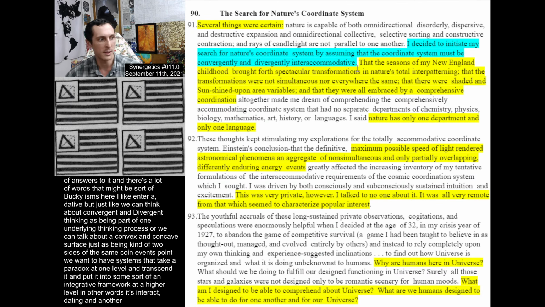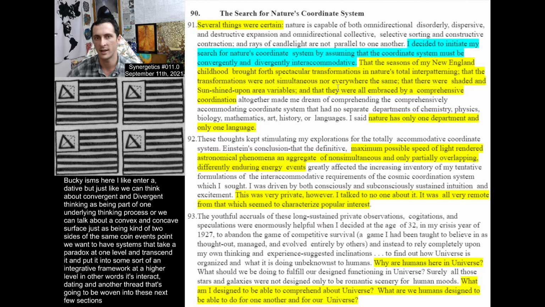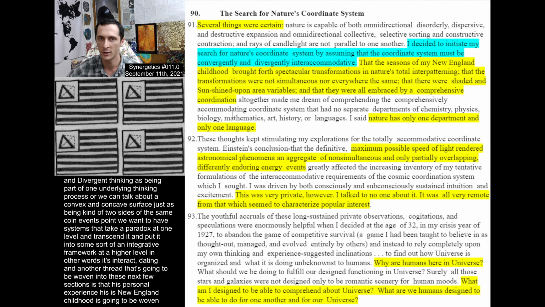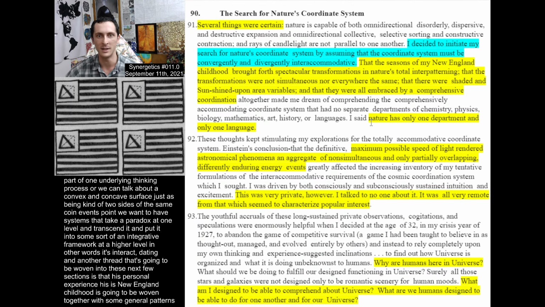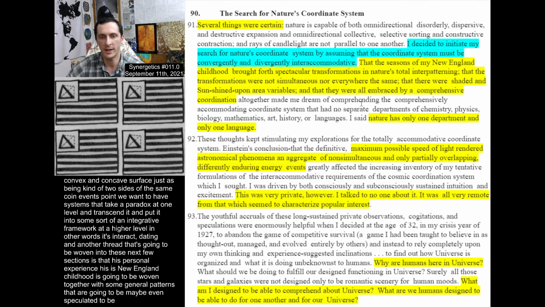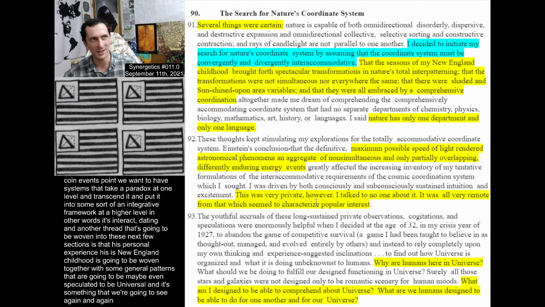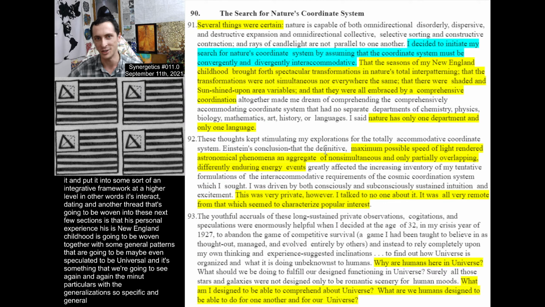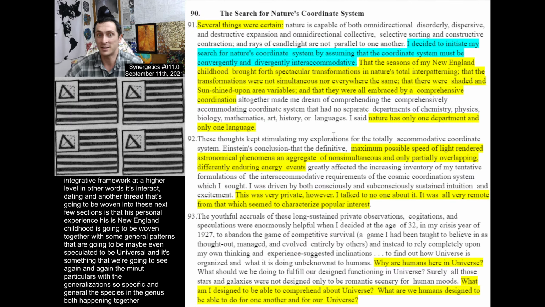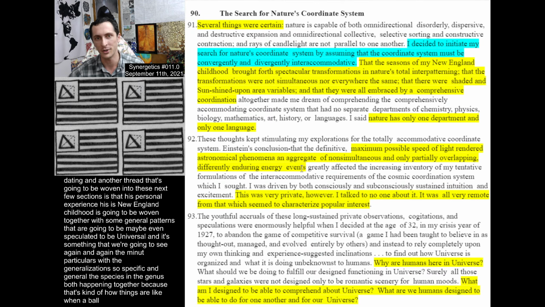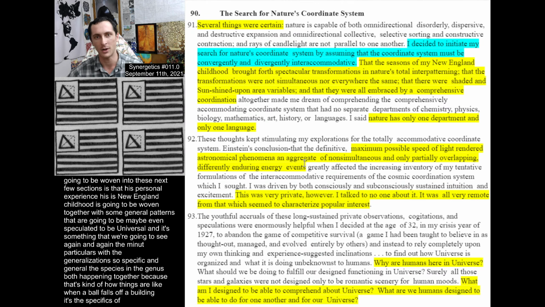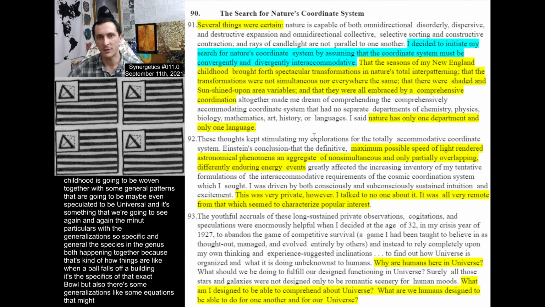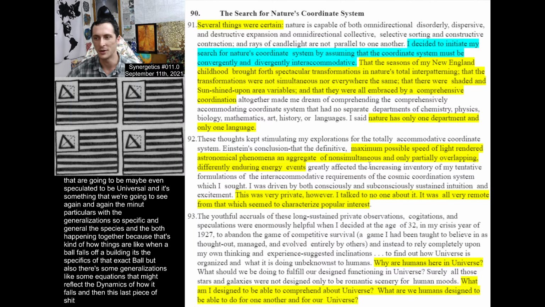And another thread that's going to be woven into these next few sections is that his personal experience, his New England childhood, is going to be woven together with some general patterns that are going to be maybe even speculated to be universal. And it's something that we're going to see again and again, the minute particulars with the generalizations. So specific and general, the species and the genius, both happening together, because that's kind of how things are. Like when a ball falls off a building, it's the specifics of that exact ball, but also there's some generalizations, like some equations that might reflect the dynamics of how it falls. And then this last piece is just so awesome.